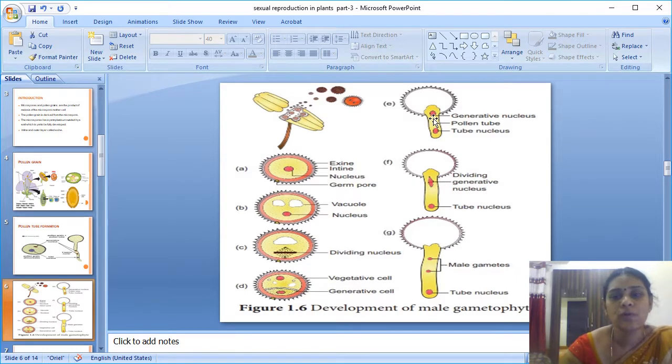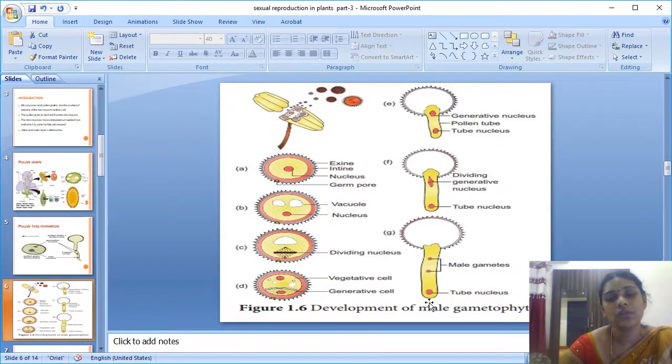In this pollen tube you can appreciate the generative nucleus and the tube nucleus. After the pollen tube comes out from the exine layer, the generative nucleus again starts to divide, and it produces two male gametes.